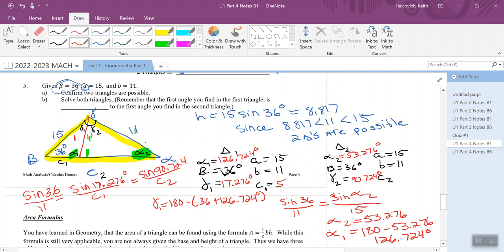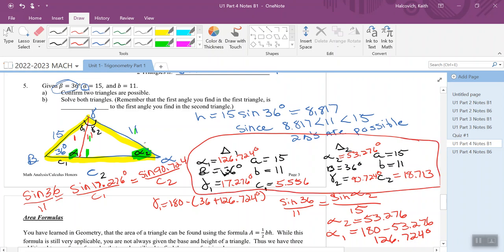C1 is 5.556 and C2 is 18.713. So there are your two triangles. You need to have both triangles in this situation.